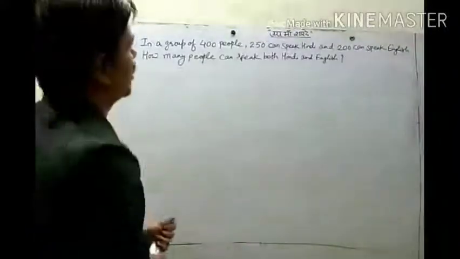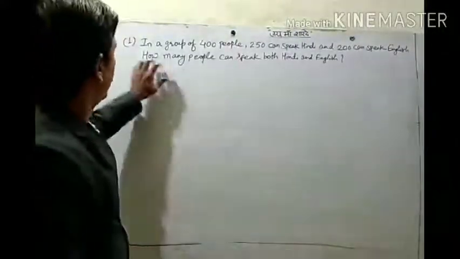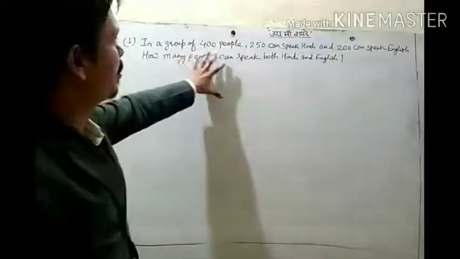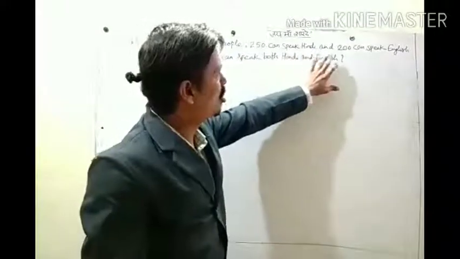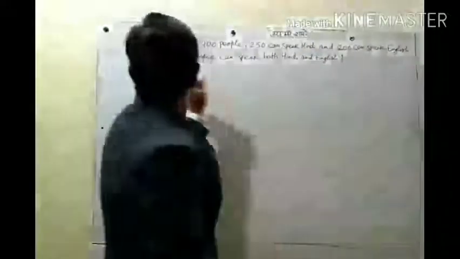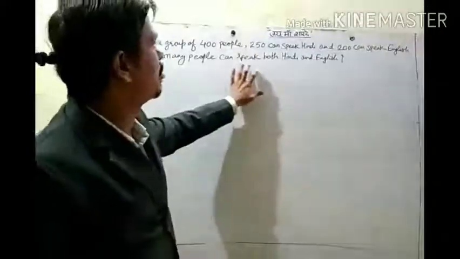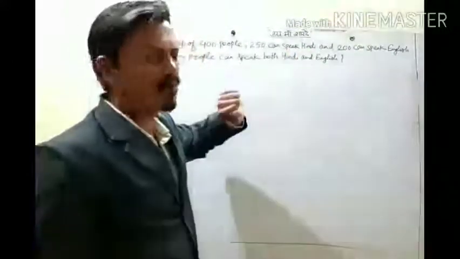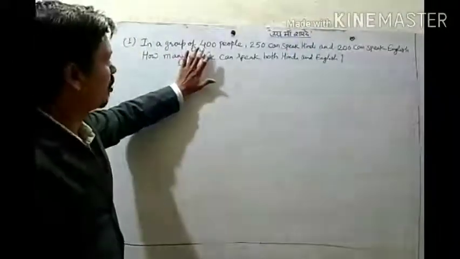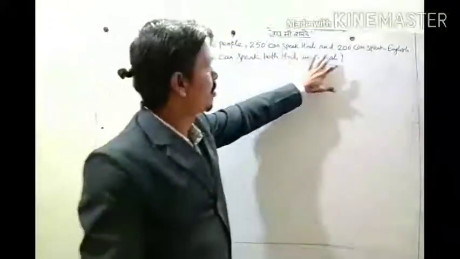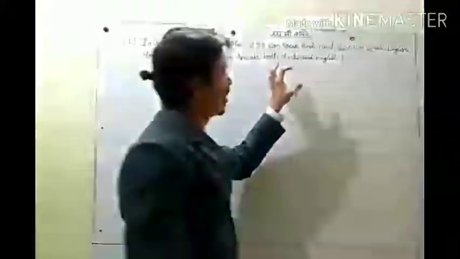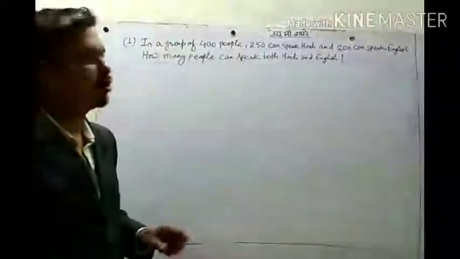Now let's see application of set. Now, in a group of 400 people, 250 can speak Hindi and 200 can speak English. Then how many people can speak both the languages, Hindi and English? Okay? There is a group of 400 people. From that, 250 can speak Hindi, 200 can speak English. Then how many speak both the languages?